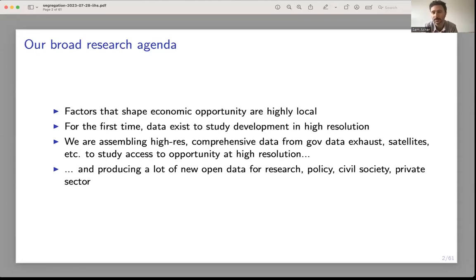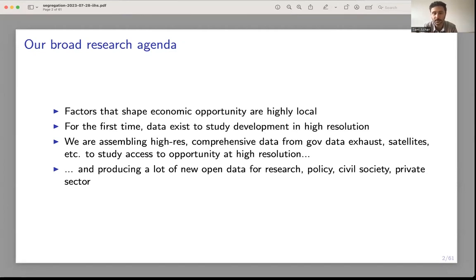And so really what matters is what's going on in my very local area. So what we're doing is assembling lots of high resolution comprehensive data from a variety of different sources. And I'll tell you a lot about it in today's talk, but government data exhaust, satellite imagery, and so on, to study these issues in high resolution.